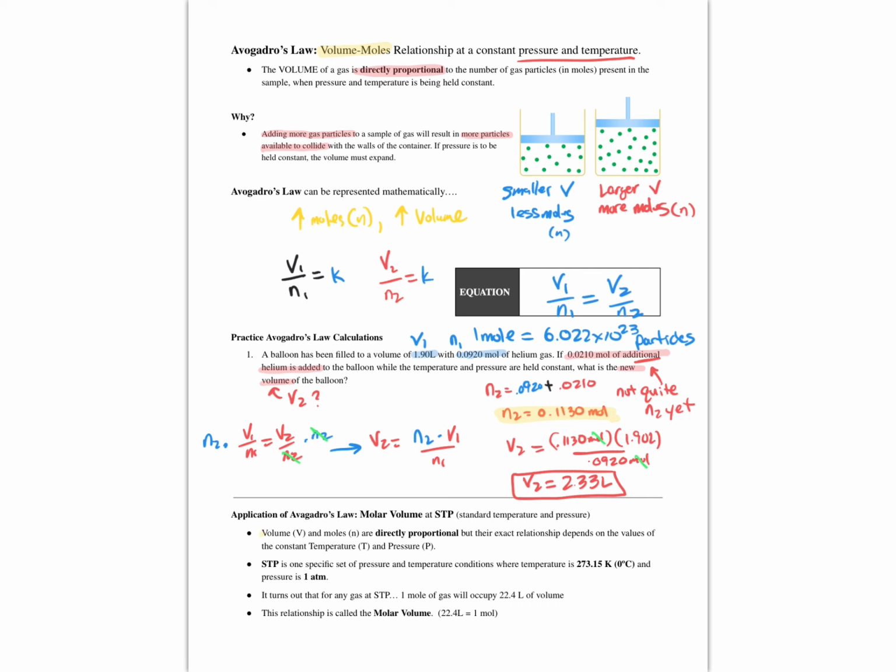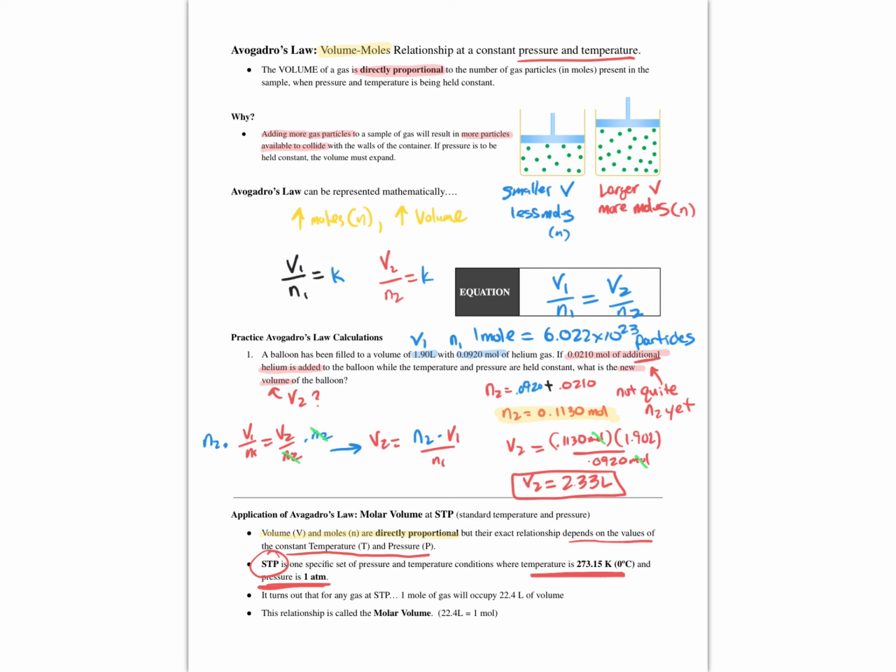Okay, so Avogadro's law tells us that volume and moles are directly proportionate, but their exact relationship depends on the values that you hold constant for the temperature and the pressure. Well, STP is one specific set of pressure and temperature values you can hold constant. When you're at STP, your temperature is set to 273.15 Kelvin and the pressure is 1 atm.